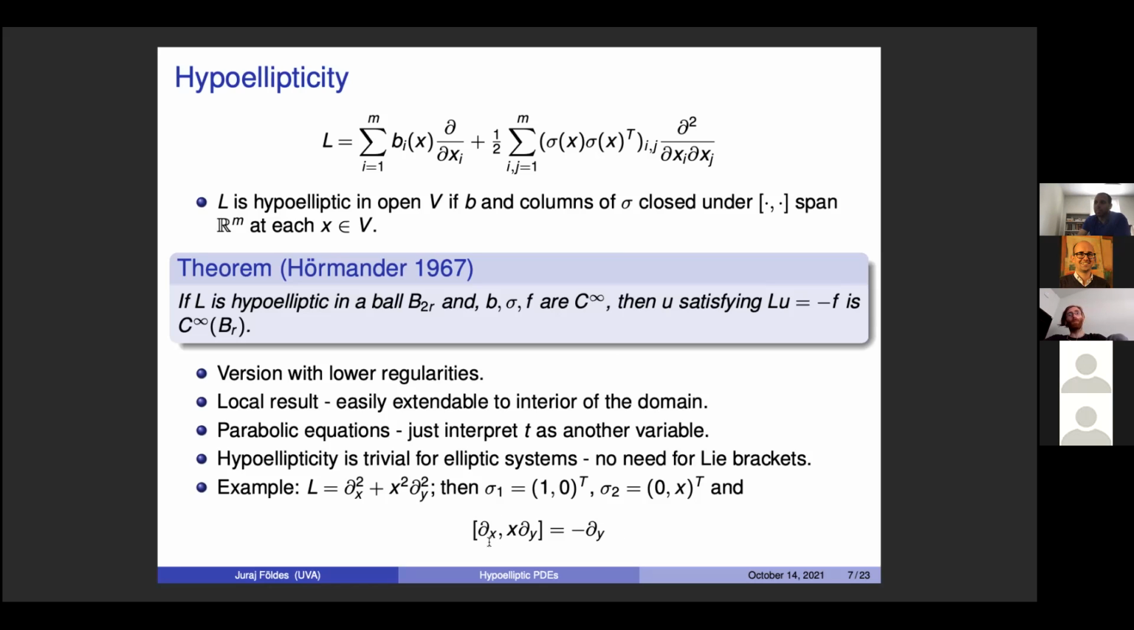But if I take the Lie bracket of sigma partial x and x times partial y, then I have this new direction y that I was missing before at 0. So this operator is hypoelliptic. So the whole theory, the whole solvability, holds for these operators as well.